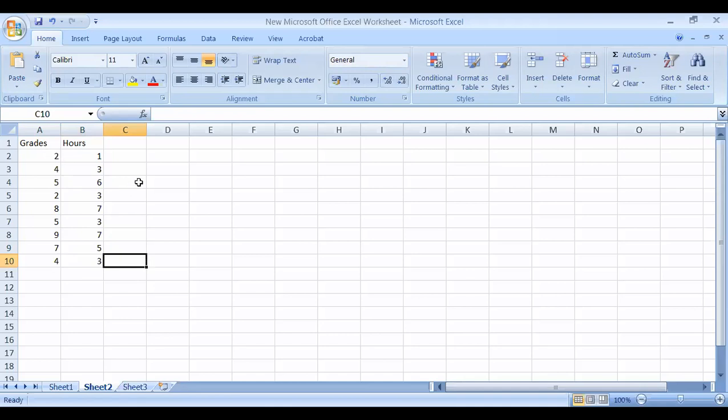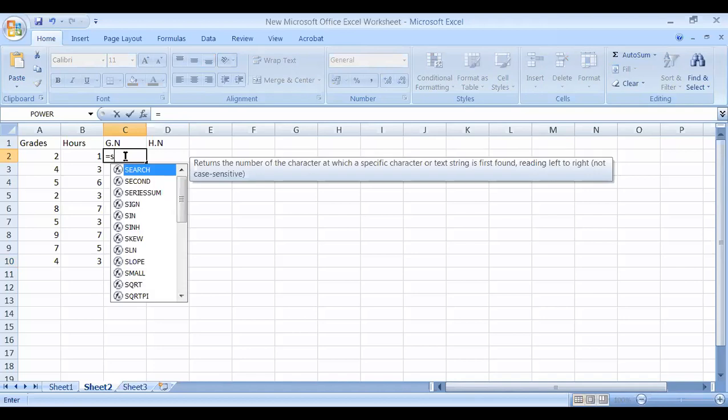So let's try to find a correlation between these two different sets of data. Before making any correlation, you must know that we must normalize this data, right? So we must normalize before finding any correlation. Okay, so let's normalize this, and we know how to normalize. So we call it GN, grades normalized, and we call it HN, hours normalized, right? So we know how to normalize. Let's normalize the grades. We standardize.